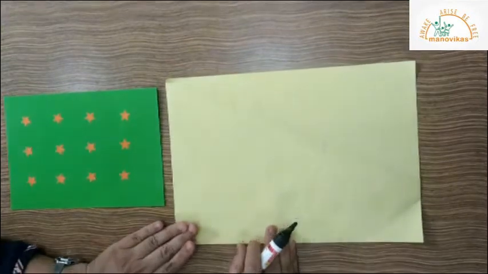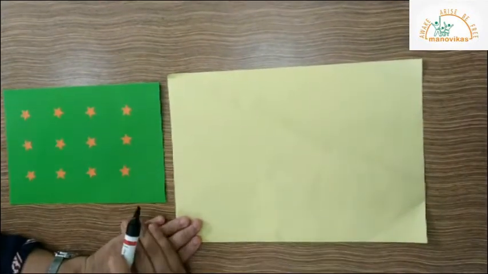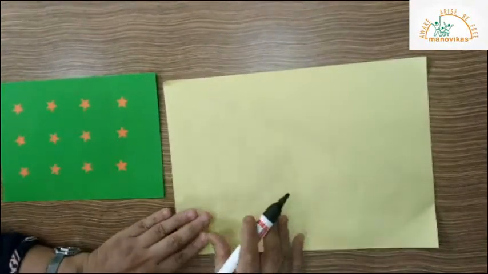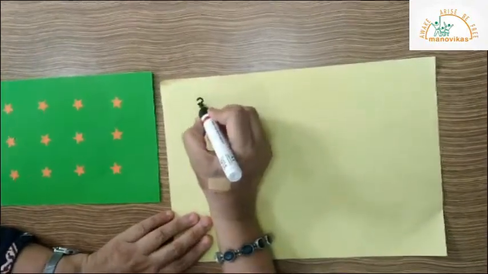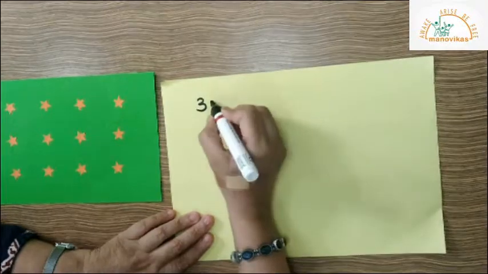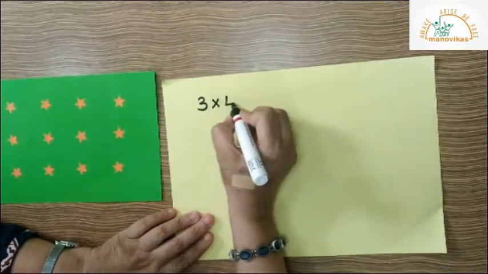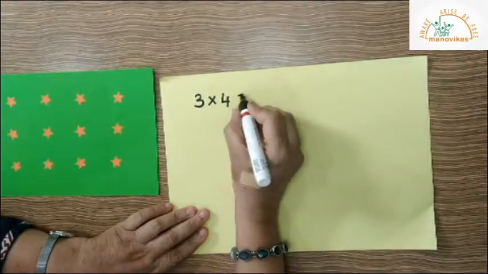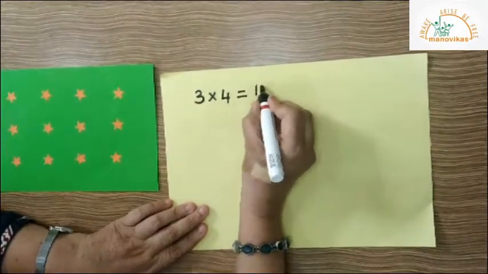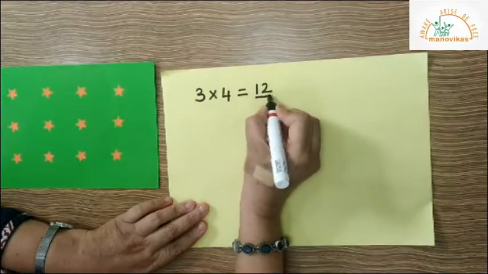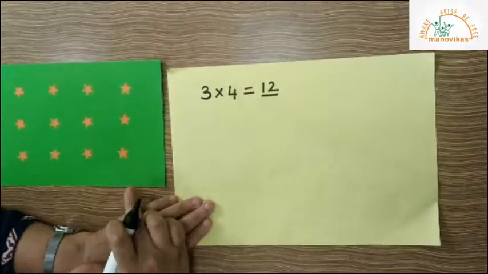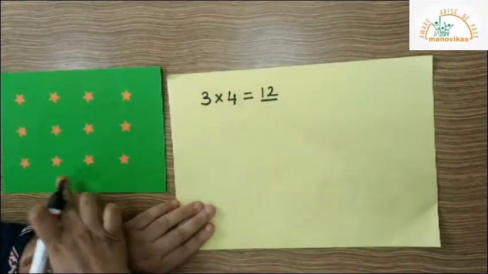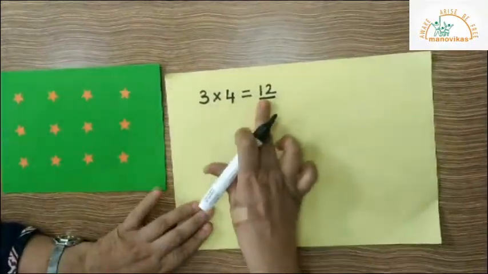Now, to count the total number of stars in this grid, we need to multiply, right? So first, let us multiply 3, that is the number of rows, by 4, that is the number of columns. And what does that give us? Equals 12. So the total number of stars in this grid is 12. If you count the stars, you can see that the total will be 12.